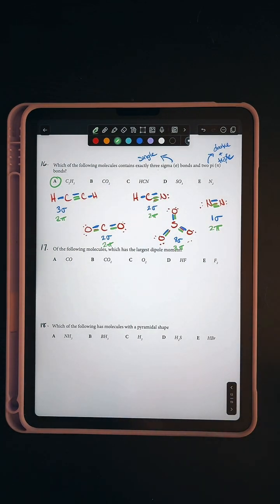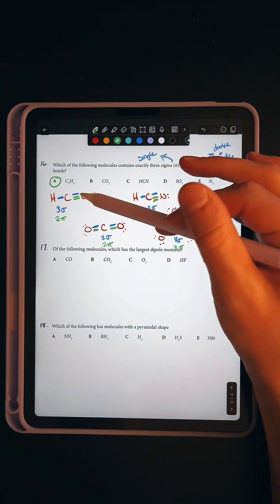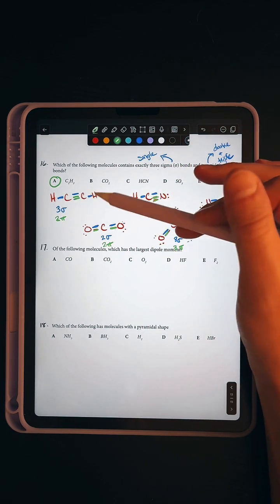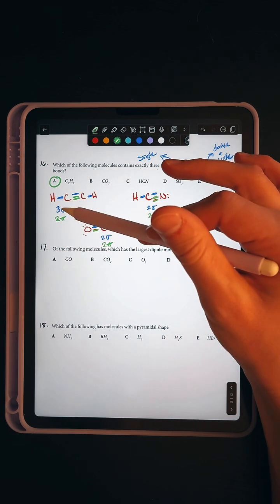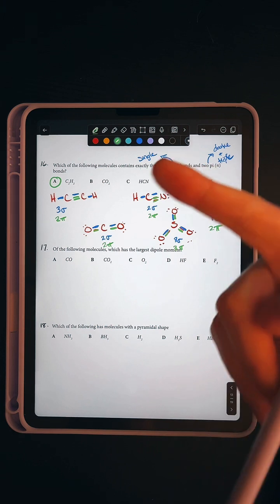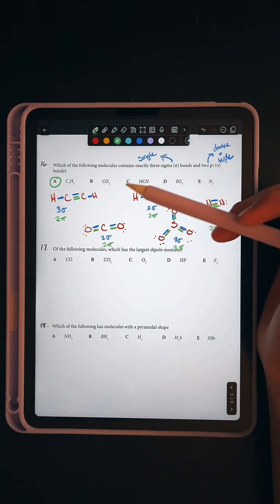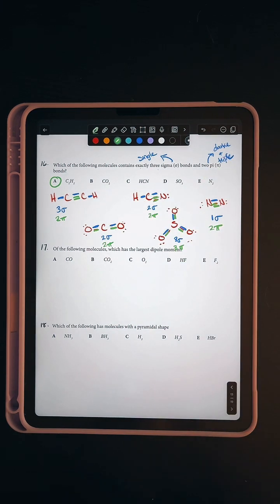And that all came from looking at the Lewis dot structures, figuring out how many connections we're making. Each connection is a sigma. So every blue thing, anytime we're connecting something, gets 1 sigma, and then everything else gets pi. So 3 sigma and 2 pi.